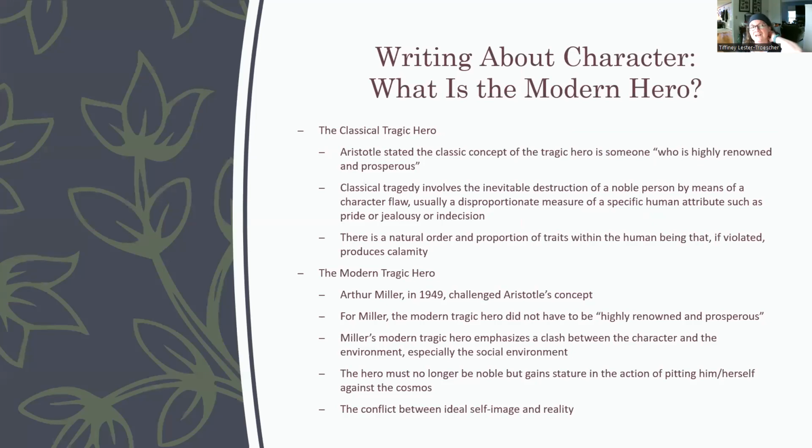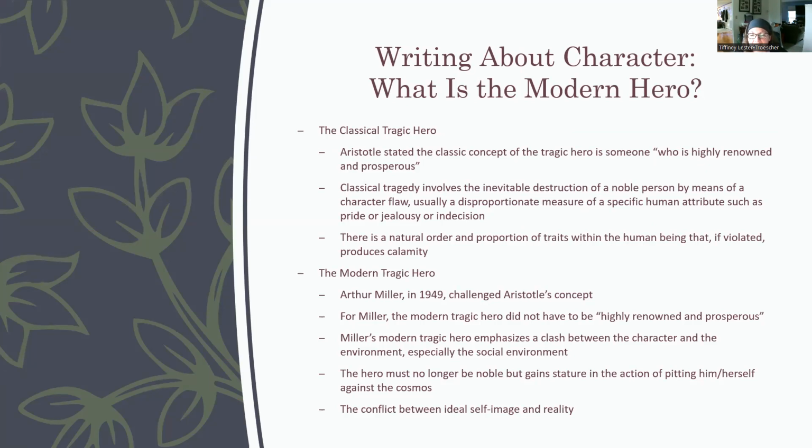All right, so the classical tragic hero comes from Aristotle. He stated that the classic concept of the tragic hero is someone who is highly renowned and prosperous. So that is probably why in a lot of really old dramatic pieces, the main character is someone really well known, probably royalty of some sort. It's never just an everyday person. It's always someone of stature.